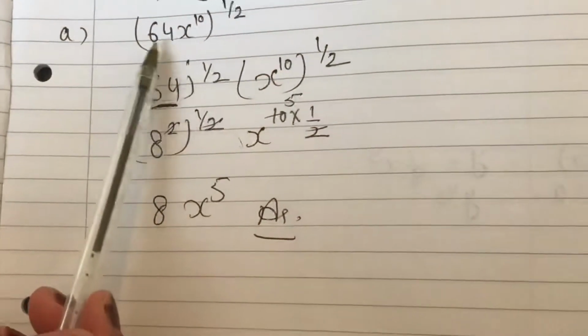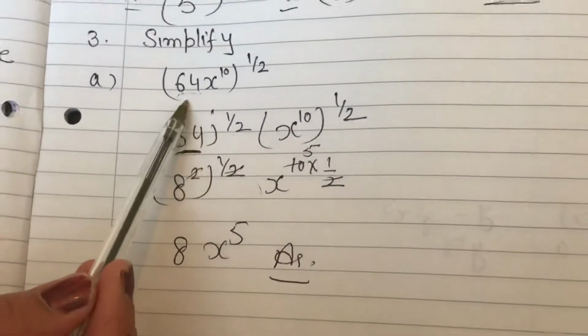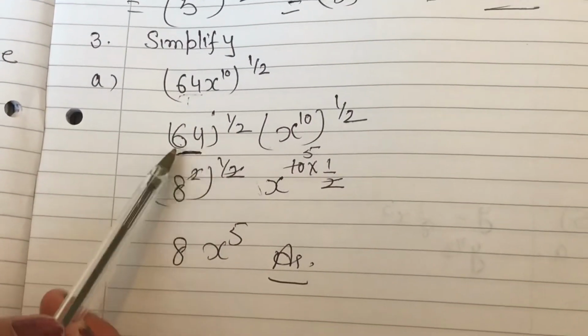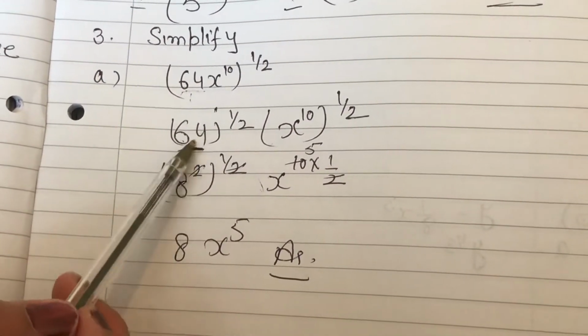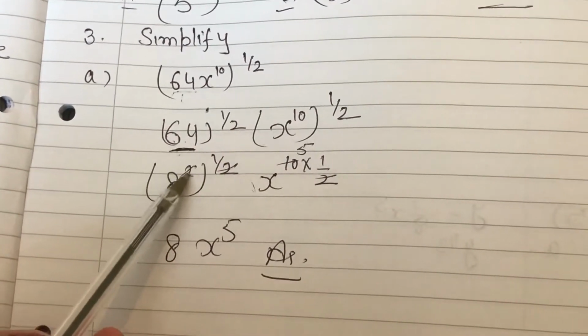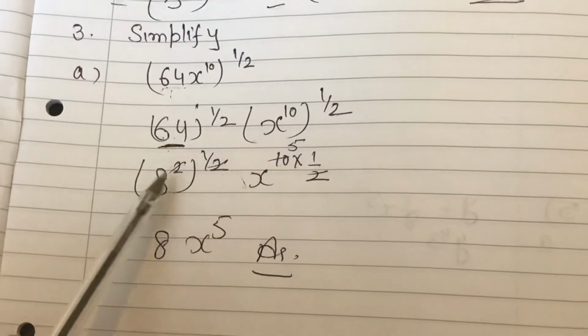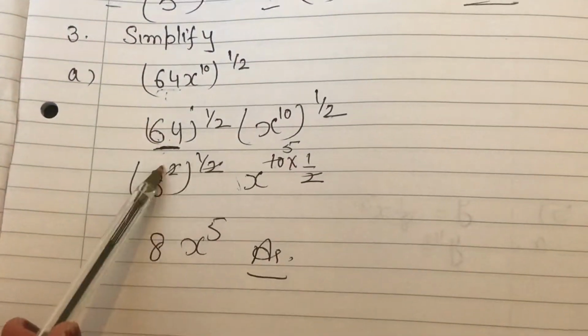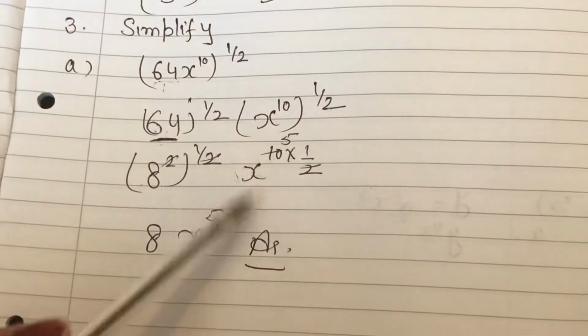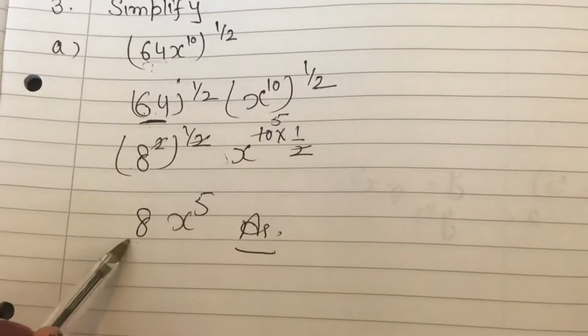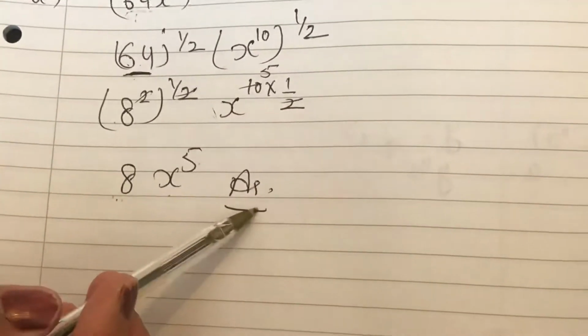I repeat it again. First we break into factors. So we can do 8 times 8 is 64, and 8 squared raised to the power 1 by 2, x raised to the power 10 times 1 by 2. So this is cancelled with each other, and this is also cancelled, we get 8 x raised to the power 5.